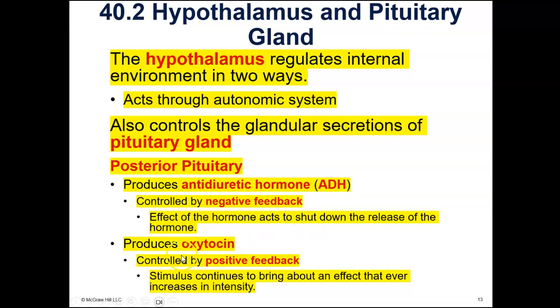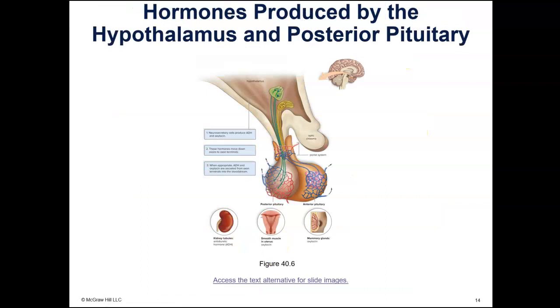And then oxytocin is produced by the posterior pituitary, and that is controlled by positive feedback. Basically, when you start having labor, chemicals are released, and the labor contractions stimulate you to release more oxytocin, and that causes your contractions to be stronger, which stimulates even more oxytocin release. And this goes on until you have the baby.